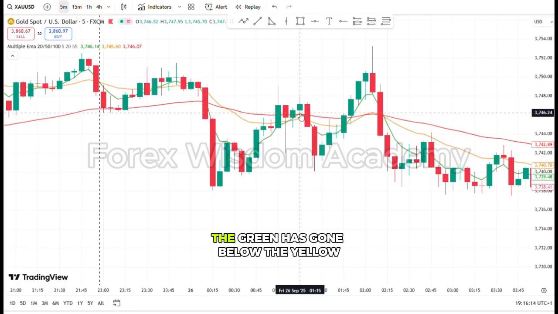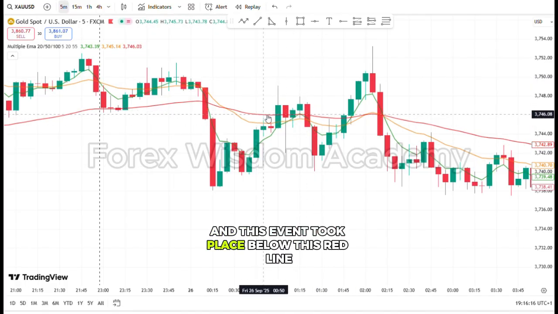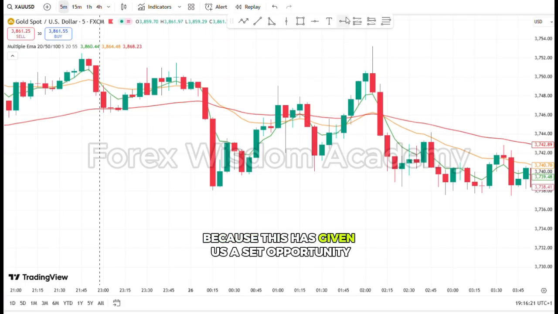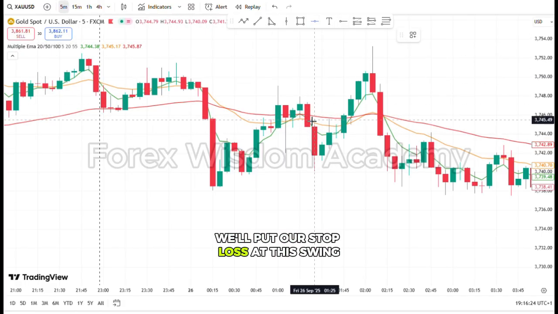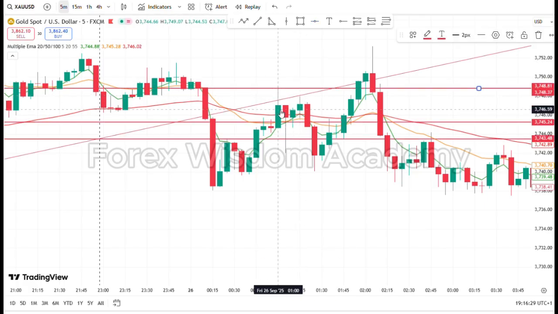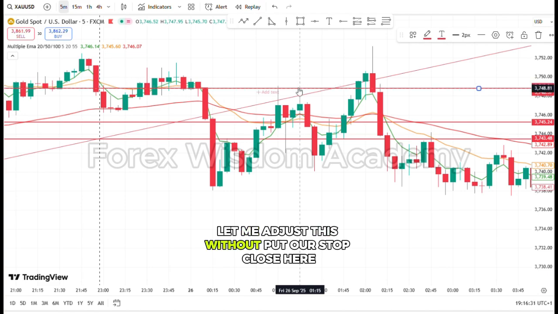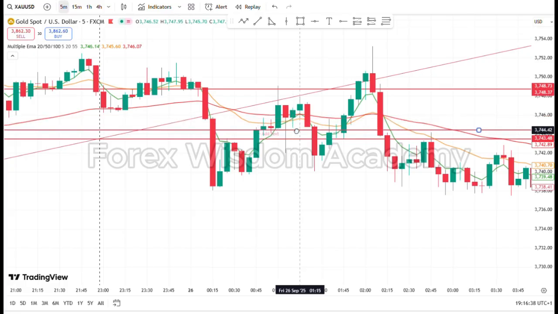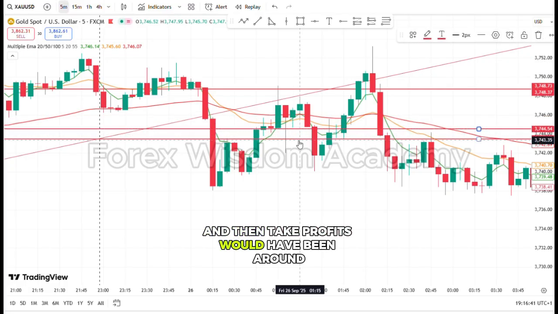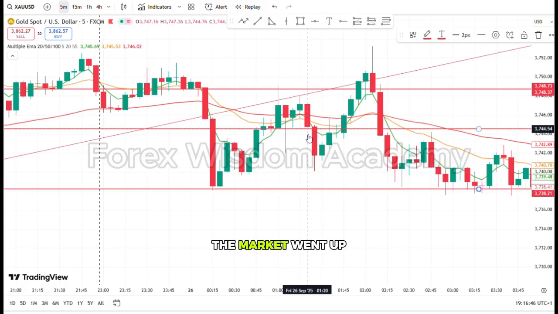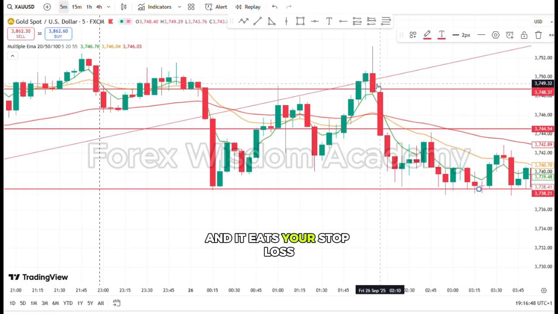So it happened here. The green has gone below the yellow, and this event took place below this red line. However, if we are sold from here, because this has given us a sell opportunity, we'll put our stop loss at this swing. This is the swing here. Okay, let me adjust. We'll put our stop loss here. Entry for this is here. And then take profits would have been around here. That was times 2. However, the market went up and it hits your stop loss.